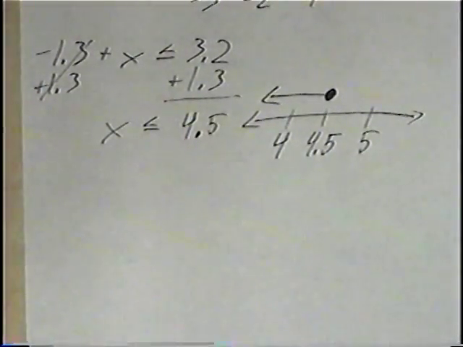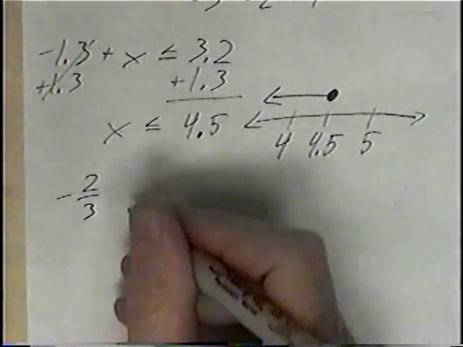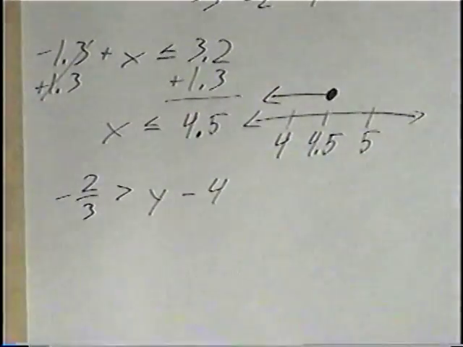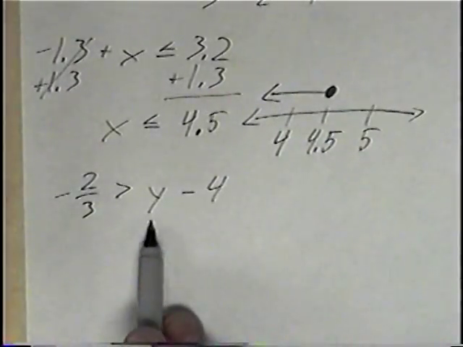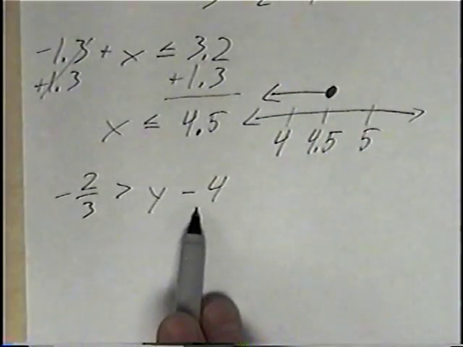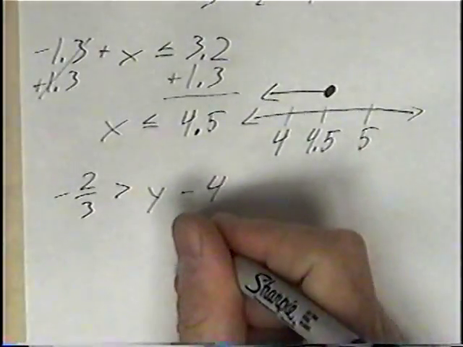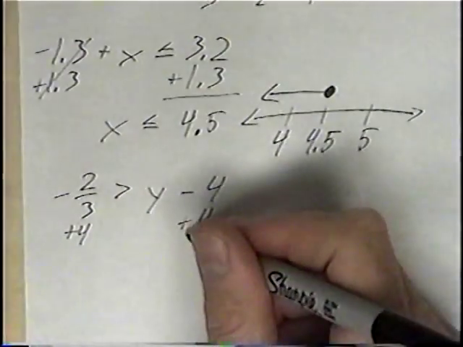And the last question for the section, we have a fraction -2/3 greater than y minus 4. Again, we want to isolate or get y by itself, so we want to get rid of the -4. Opposite of -4 would be adding 4 on both sides. And the 4's we can cancel.